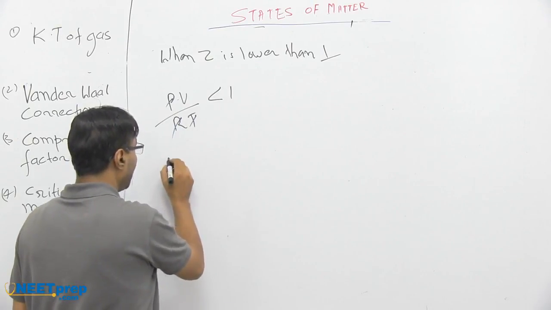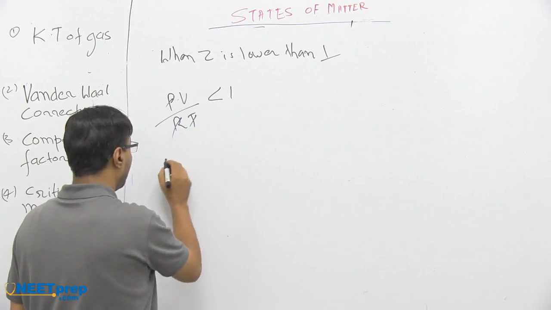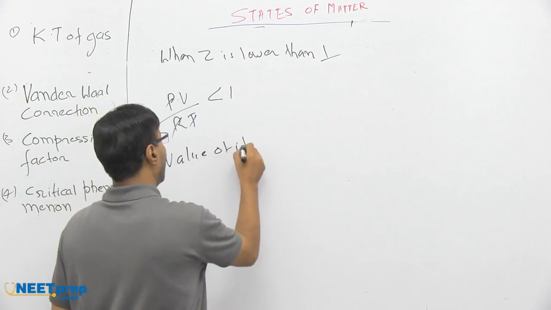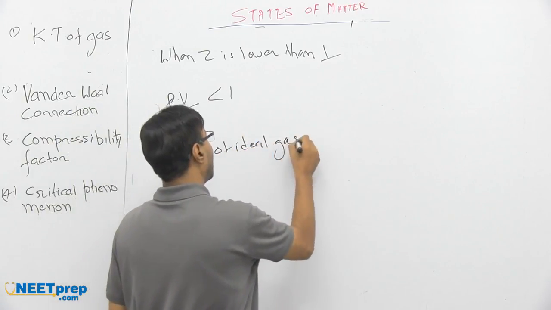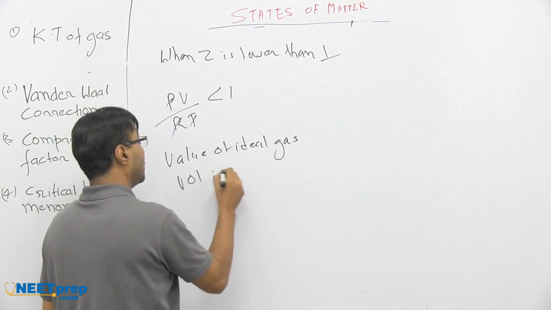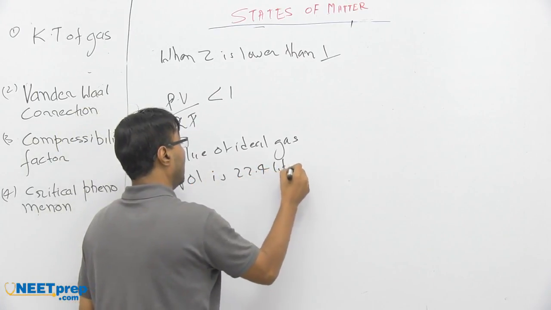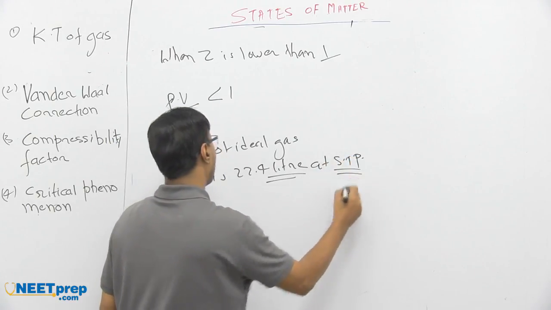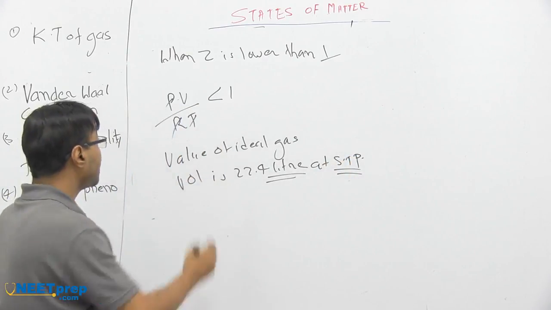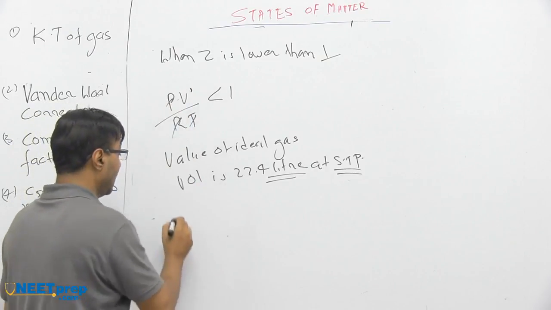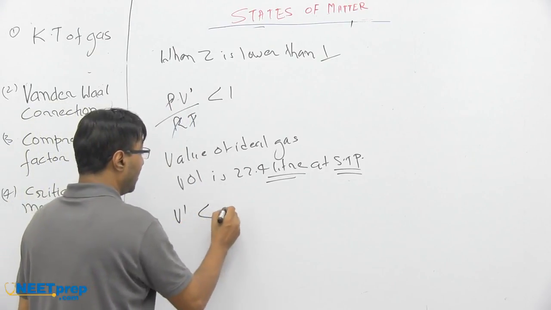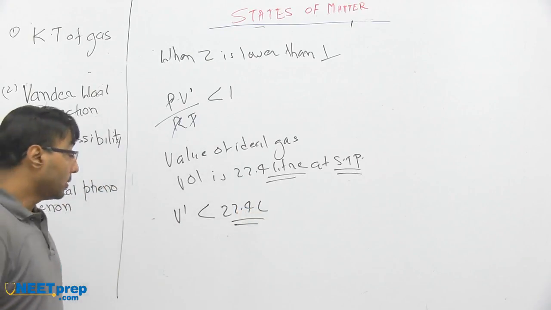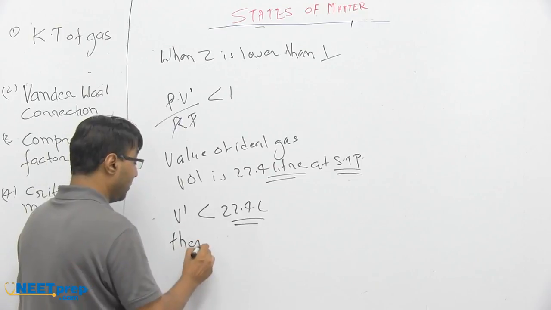What is the expected value of the volume? The ideal gas volume is 22.4 liter at STP. It means that V dash is lesser than 22.4 liter, which means there is a contraction in volume.